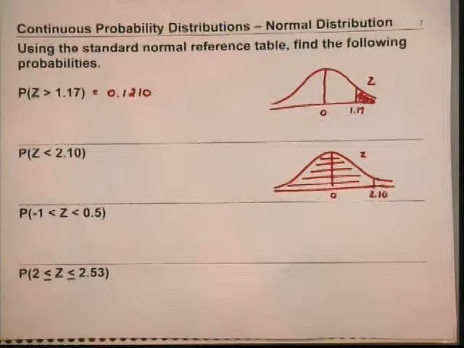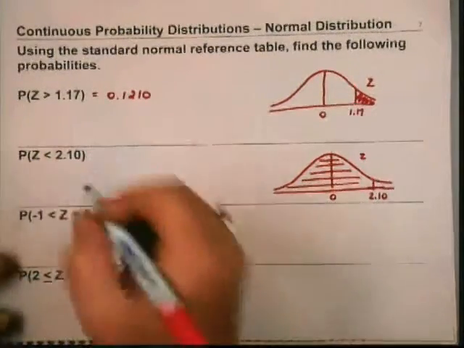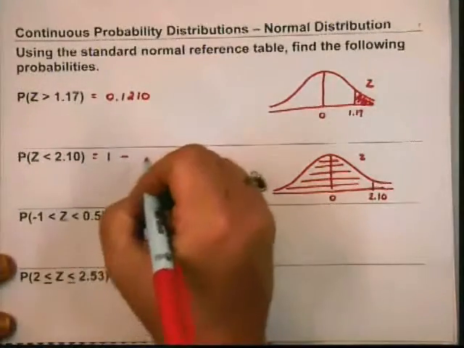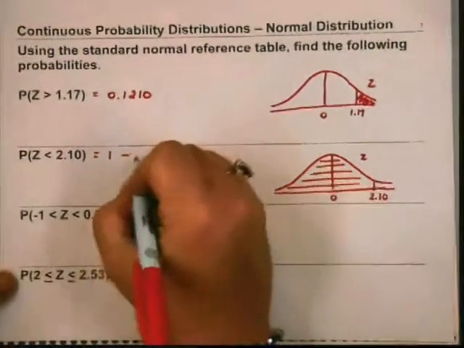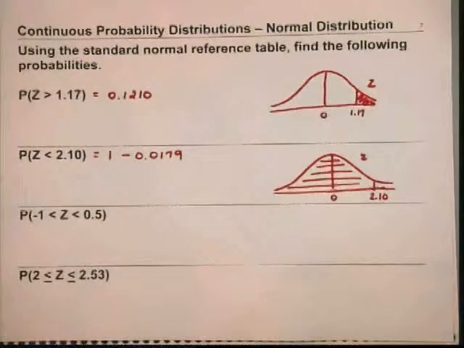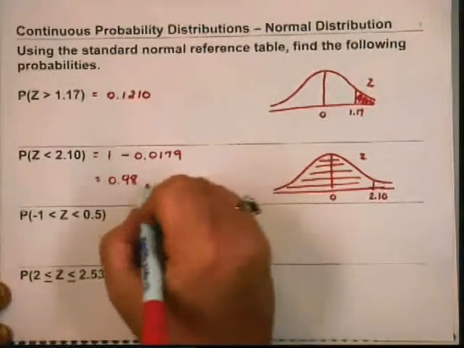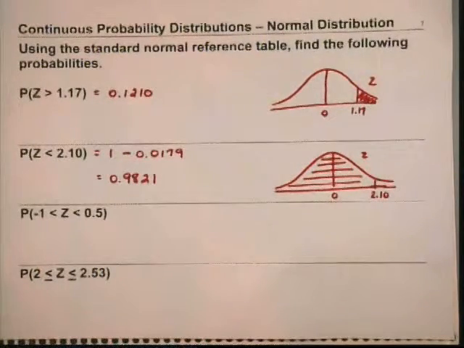Okay, so how do I find left-hand area? Subtract from 1. Right? This is the complementary event to what the table is set up to give you. So this would be equal to 1 minus what value do you find in the table? 0.0179. Does everyone agree? And so this probability, notice we've shaded most of the area under the curve, and this is equal to 0.9821.